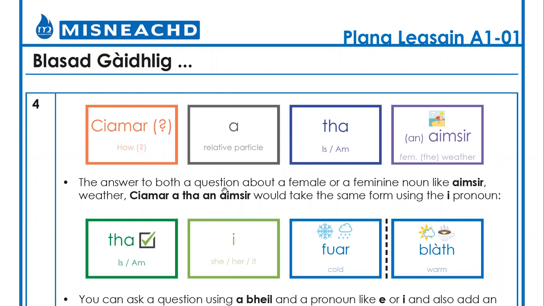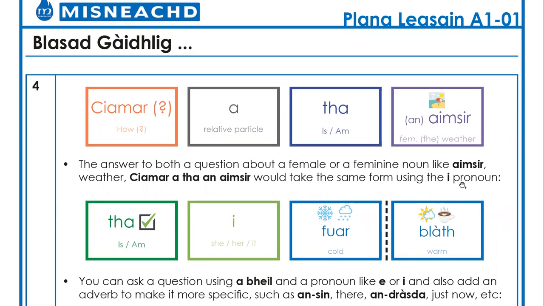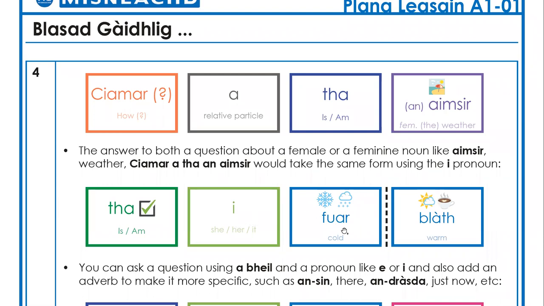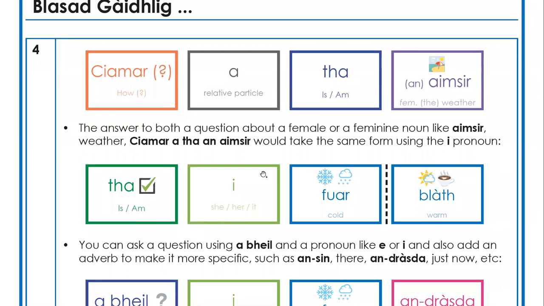So the answer to a question about a female or a feminine noun, like an t-sìde, weather, ciamar a tha an t-sìde, would take the same form using the pronoun i. Tha i fuar. It is cold, the weather is cold. Tha i blàth. If we were to ask ciamar a tha Ailey, there's a female called Ailey, tha i glè mhath, tha i math. So where this is a feminine noun, like the weather is always discussed as a feminine concept, ciamar a tha an t-sìde, tha i fuar, it is cold, tha an t-sìde fuar, tha an t-sìde blàth, tha i blàth.